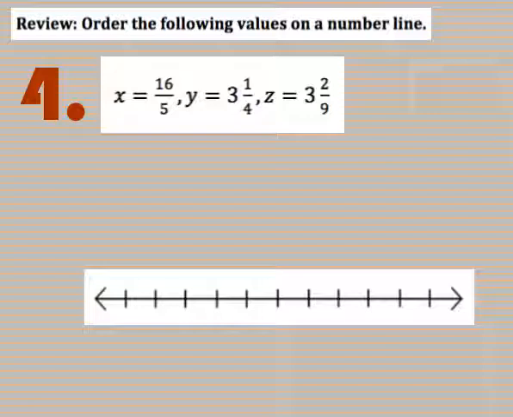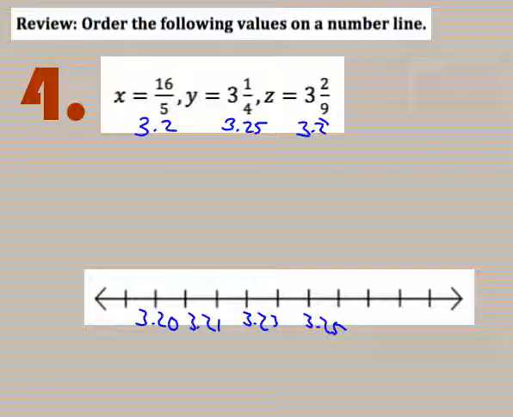Sweet. 4. This one's pretty cool. If you write 16 divided by 5, you're going to get 3 times, but then you're going to have 1/5, so it's 3.2. This is going to be 3.25. We talked about that. 3 2/9, I believe, is 3.2 repeating. And look at that. I could probably put 3.20 here, 3.21. This one could be 3.23. This one could be 3.25.